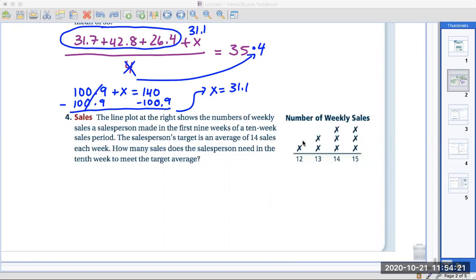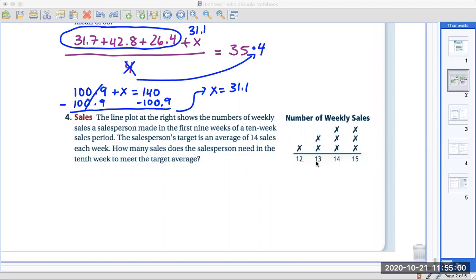So 12 sales first week, 13 sales and 13 the third, 14 sales, 14 sales, 14 sales the following 3 weeks, 15, 15, 15 the last 3 weeks. So altogether you got 9 weeks. 1, 2, 3, 4, 5, 6, 7, 8, 9. I don't know what the numbers mean, 12, 13, 14, 15. Whatever he's selling, that's maybe the items. He sold 12 items, whatever he's selling.